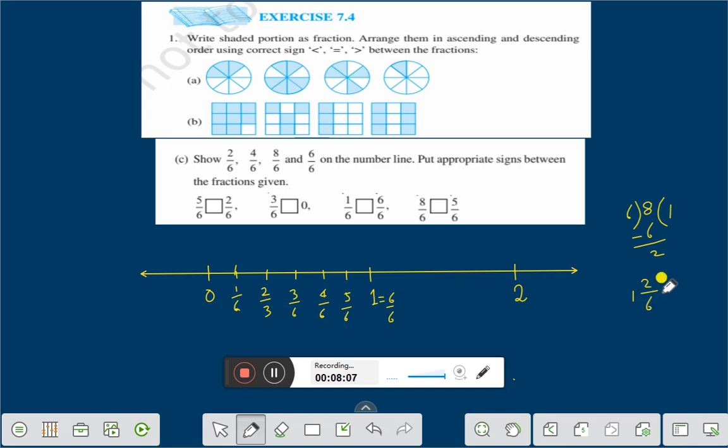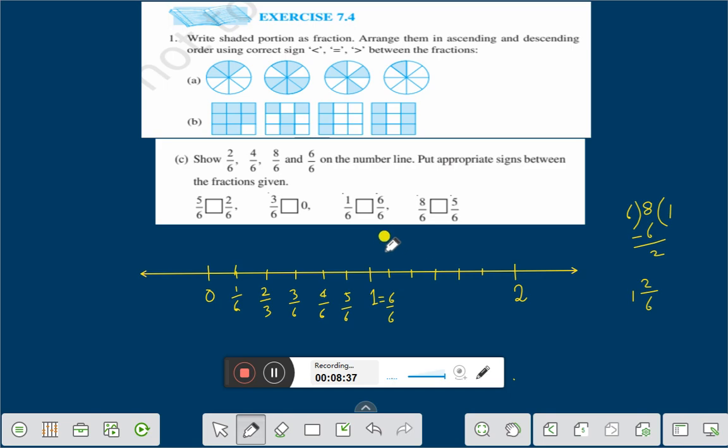1 whole, 2 by 6. Again we will divide this 1 to 2 into 6 equal parts. That is 1, 2, 3, 4, 5, and 6. Right? And this is again 1 whole, 1 by 6. This is actually 1 by 6 if I take only 1 by 6.